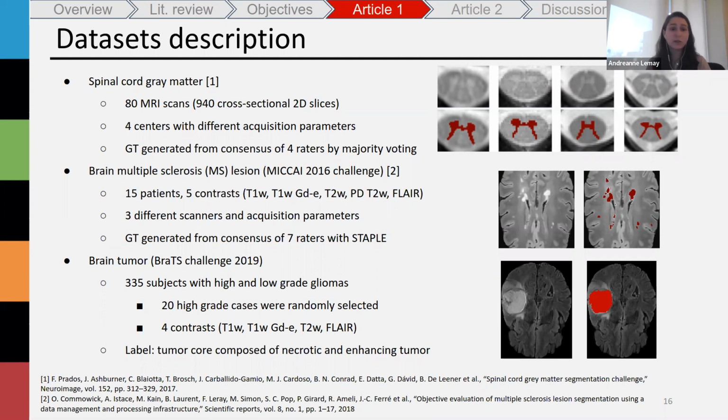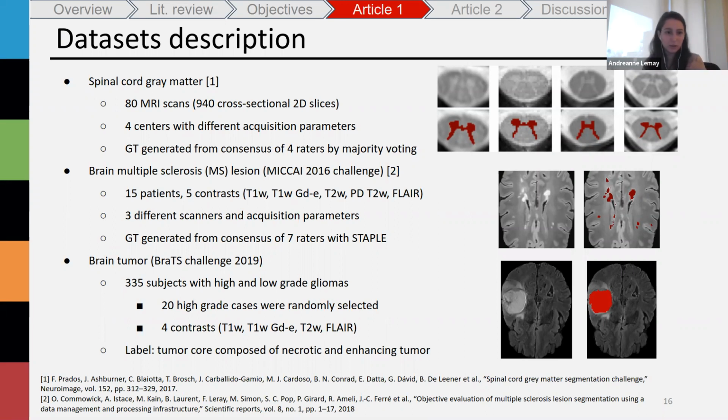The second data set that we use is the brain MS lesion, which was composed of 15 patients. And the last data set that we used is a subset of the brain tumor data set from the BRAT Challenge 2019. So we randomly selected 20 high-grade cases from this data set, and we use the tumor core as a target label.